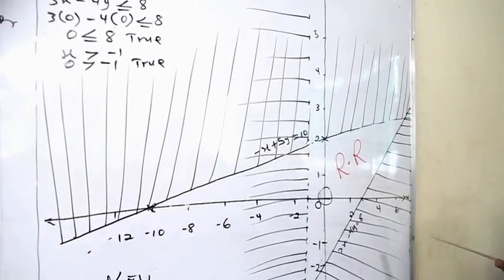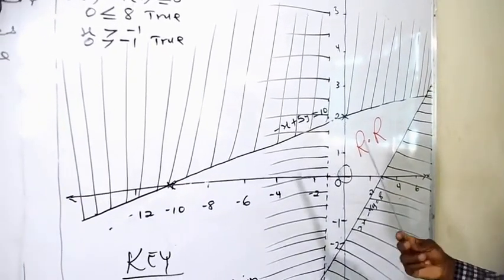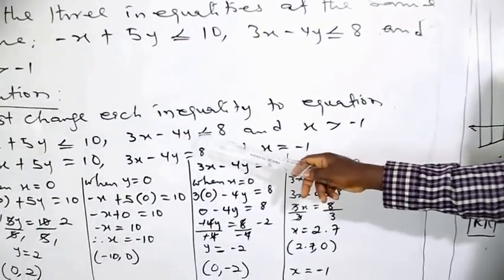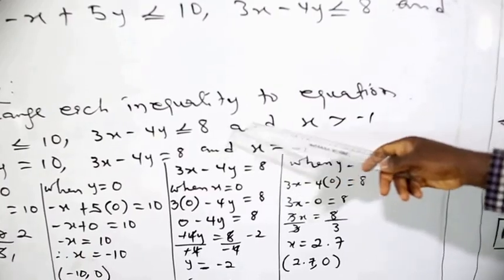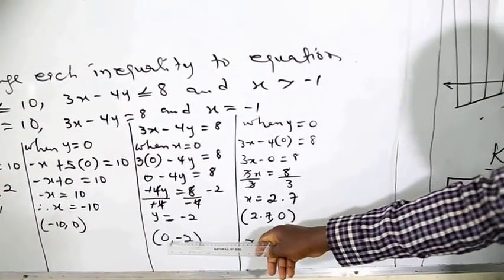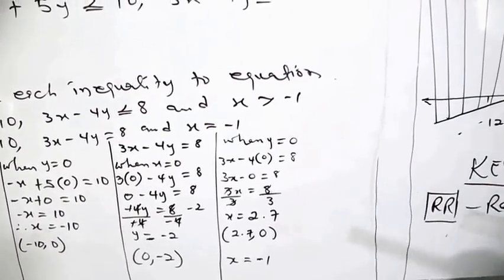So we are done with that. Now let us go to the second inequality, which is 3x minus 4y is less than or equal to 8. Then this is the first coordinate where x is equal to 0, y is minus 2.